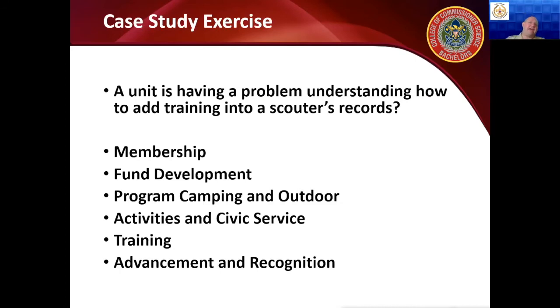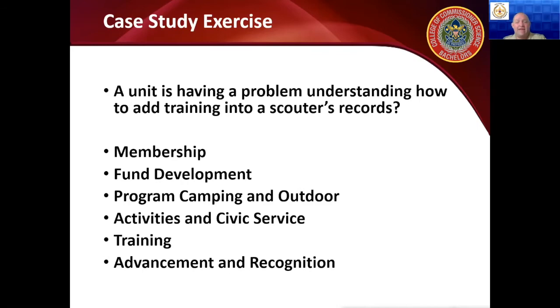Okay, a unit is having a problem understanding how to add training into a scouter's records. And I've listed down below the different committees that may be available to you. Can you tell me which one we should be using? Advancement and recognition. That's close. Okay, then training. Training, yes, the training group. They're the ones over training.